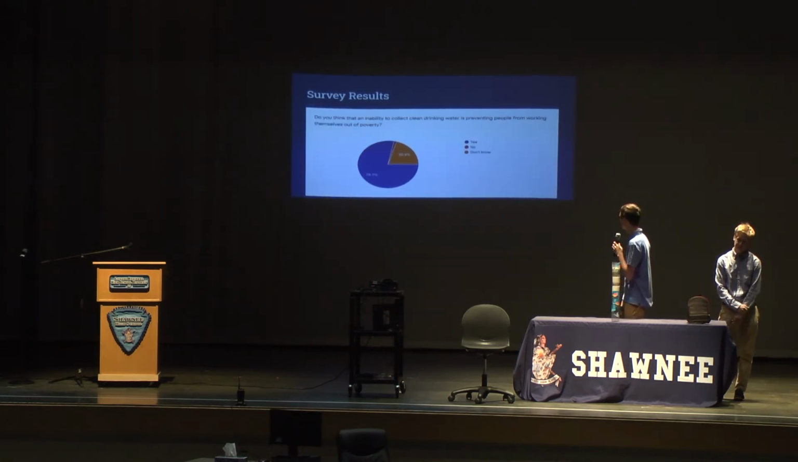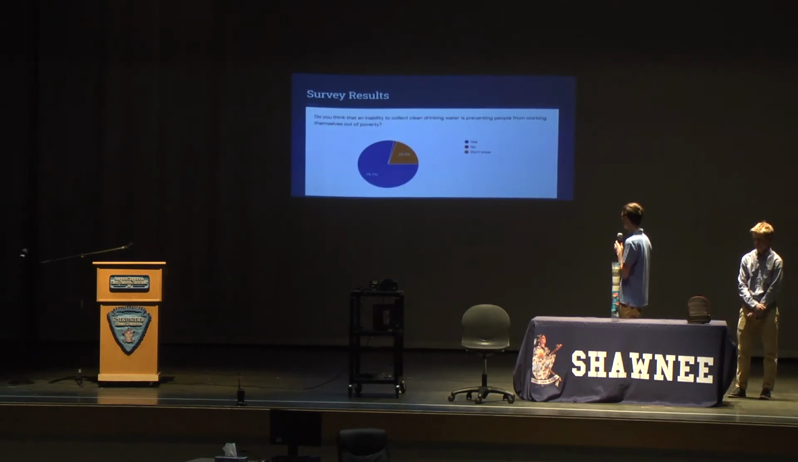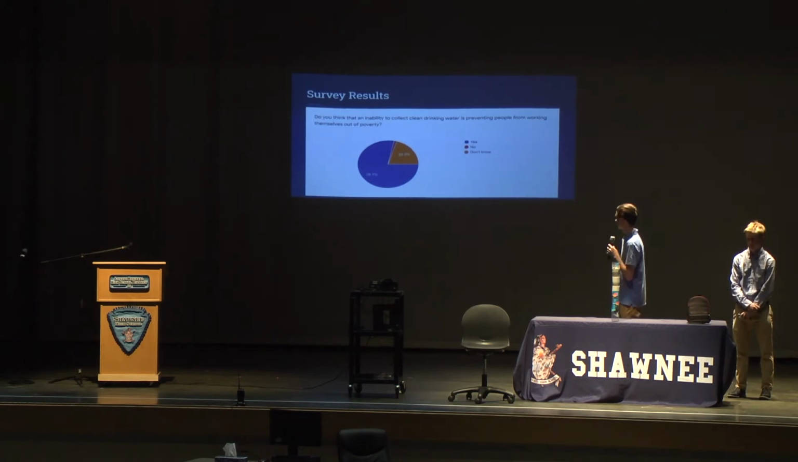The next question was, do you think that an inability to collect clean drinking water is preventing people from working themselves out of poverty? Over three quarters of people said yes, but 20% didn't know, I guess because there's just not enough public knowledge of this problem. So that's another issue that we wanted to address. It's like bringing light to this problem.